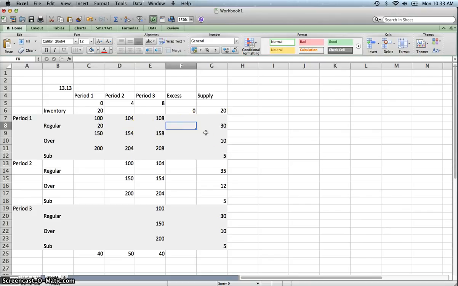Now, here I'm going to just put a marker in here because we still have 10 left. So we could have produced 10 more using regular labor, but we've now met demand at the cheapest price possible. 0 times 20 and then the 20 times 100. So you could figure out the cost plan. Let's go on to period 2.